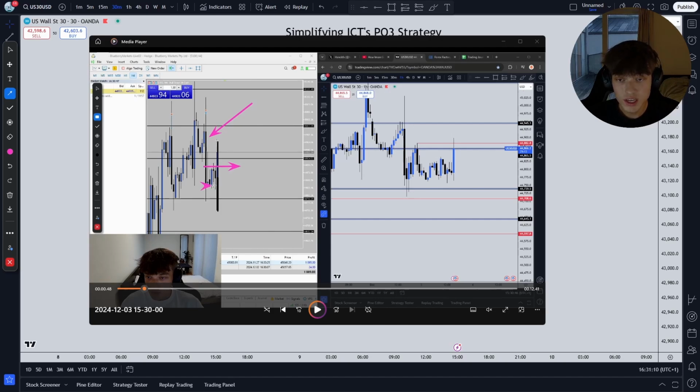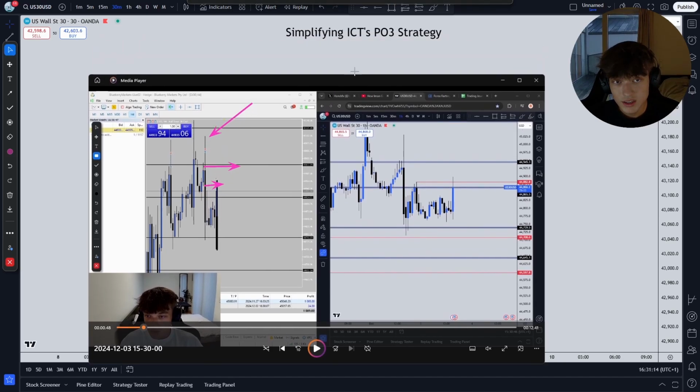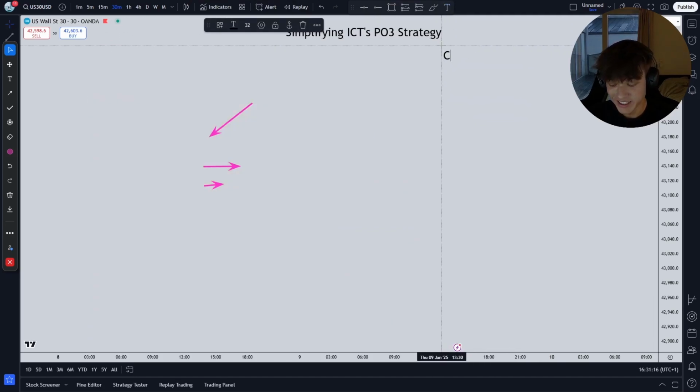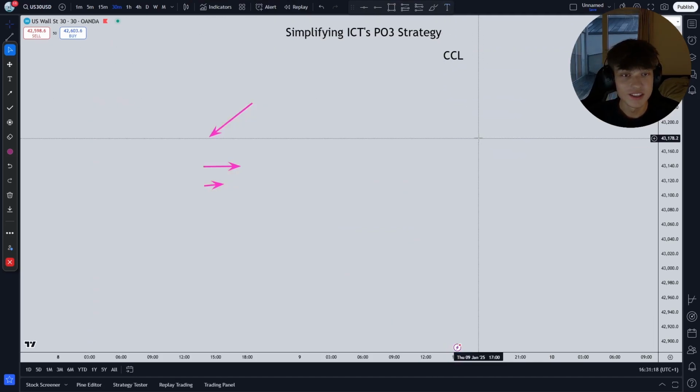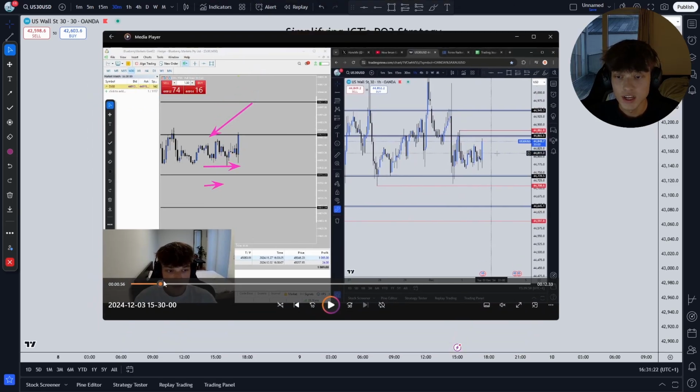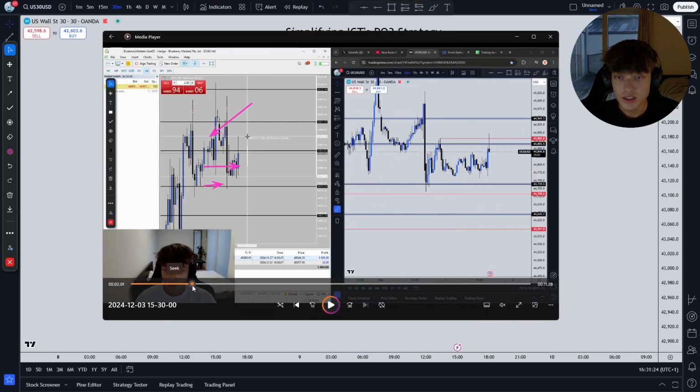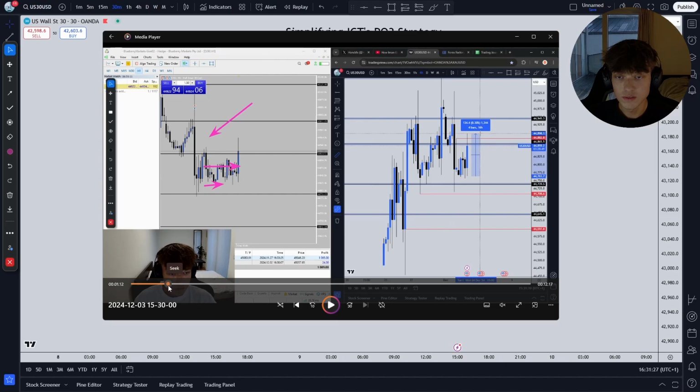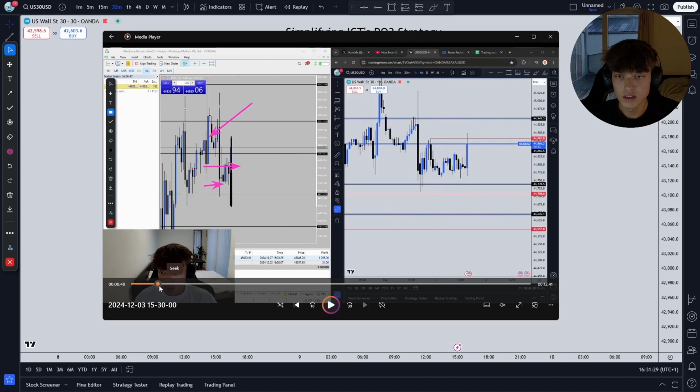Price starts to consolidate right here. What comes after consolidation? Oh, I deleted this. Oh, my bad. Continuation, consolidation, liquidity. So after the liquidity, the continuation comes, right? So if we go back into it, I actually anticipate this entire move. Let's find it again. Right here, right?